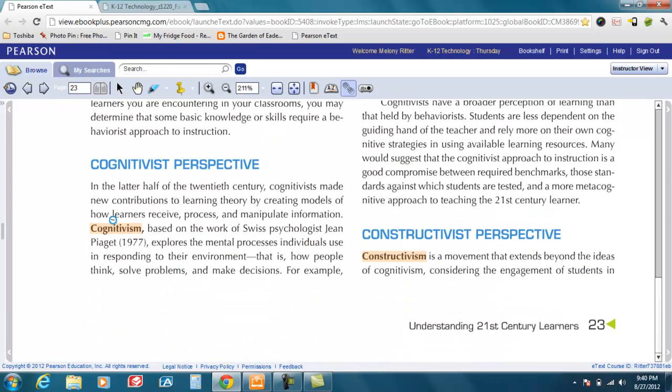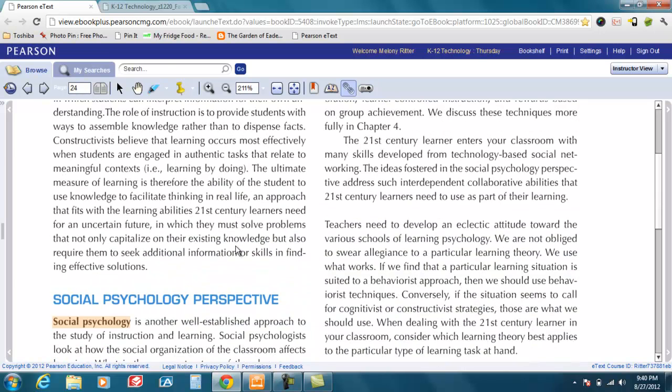Let's turn on over to page 24. We'll talk a little bit about the last learning theory we're going to discuss, and that is the social psychological perspective. It's another well-established approach. Social psychologists tend to look at how the social organization of the classroom affects learning. So the group structure of the classroom, whether that's small groups, whole class environments, or independent study. And what is the authority of that structure, and how much control do the students have over their activities?